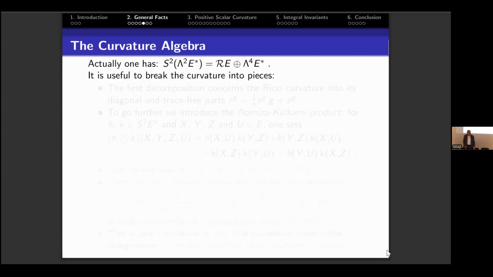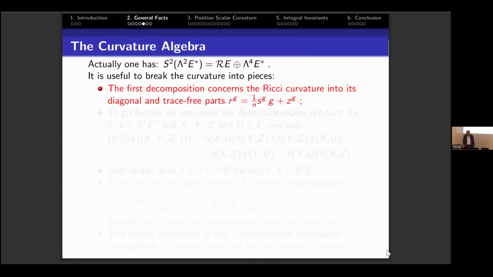In particular, it helps you to compute very simply the dimension of the space of curvature tensors, because it's very easy to compute the dimension of S2 of lambda 2 E star, and you just have to take out the 4-forms. So that's very good. By the way, this is a space of degree 4 in the dimension, so the size grows very quickly.